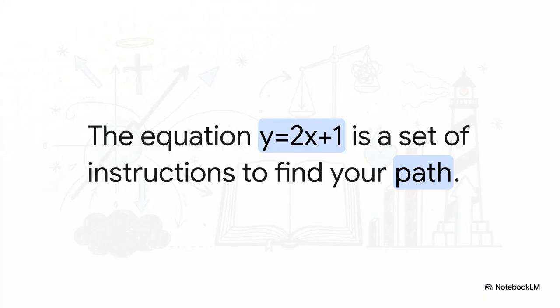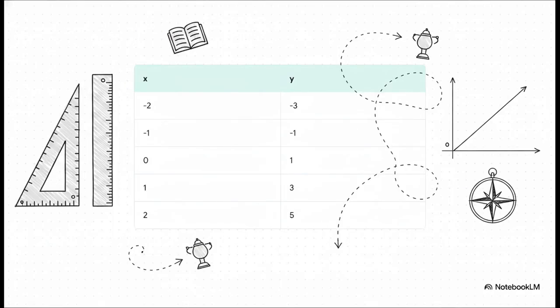We have the linear equation, y equals 2x plus 1. Now, at first glance, that might just look like a random jumble of letters and numbers, but it's actually a really precise set of instructions. To figure out our path, all we do is pick some different values for x, plug them right into this equation, and solve for y. That's it. See how that simple equation beautifully translates into a set of precise coordinates?